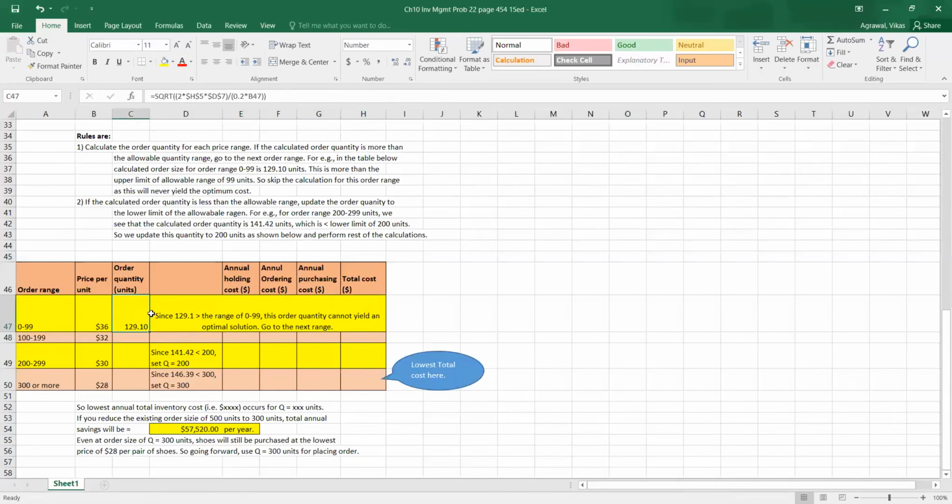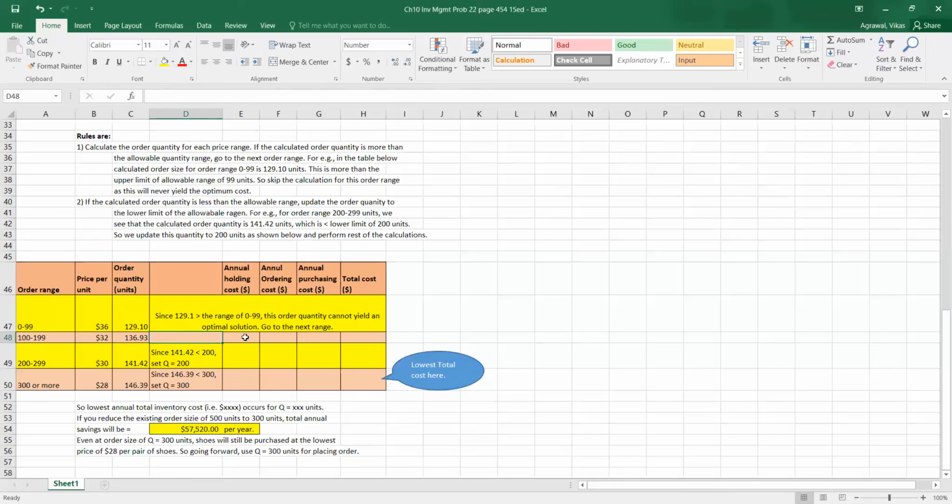Now I've already calculated it, my formula is all there. All I need to do is drag it down, so it's going to calculate for all of them. I'm just going to make sure I retain my formatting. Okay, so let's see here. 136.93, is it between 100 and 199? Yes, it falls within the range of 100 and 199. So this might produce an optimal solution.